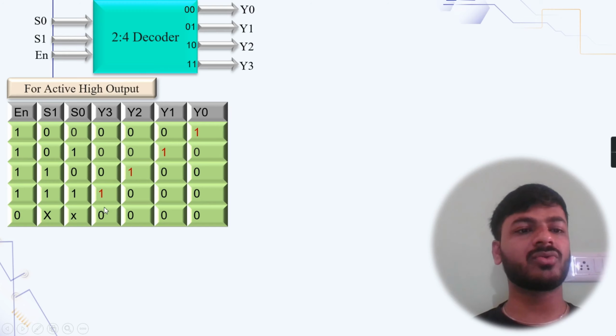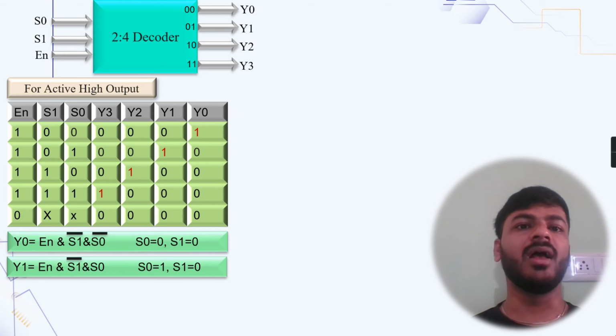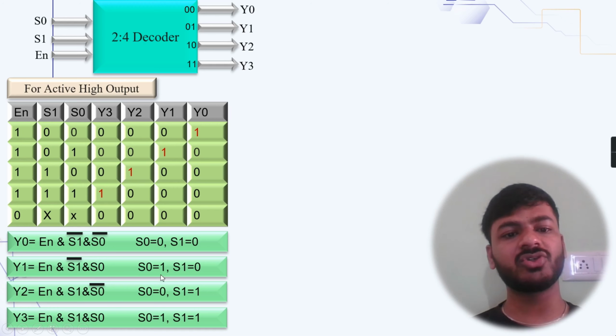Okay, so based on this truth table, we are having boolean expressions for output Y0, Y1, Y2 and Y3. You can see if S0 and S1 both are low, then Y0 will be active through this boolean expression, enable and not of S1 and not of S0. For S0 equal to high and S1 equal to 0, Y1 will be active.